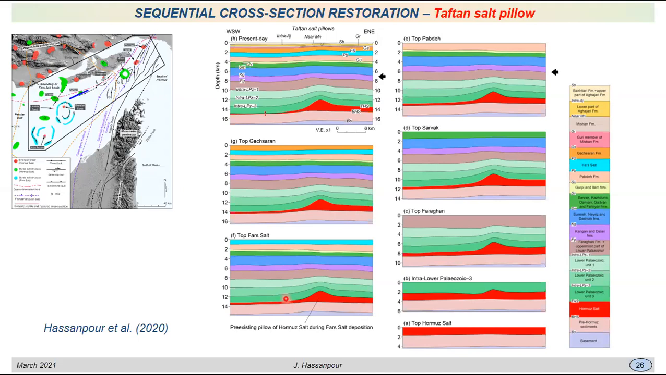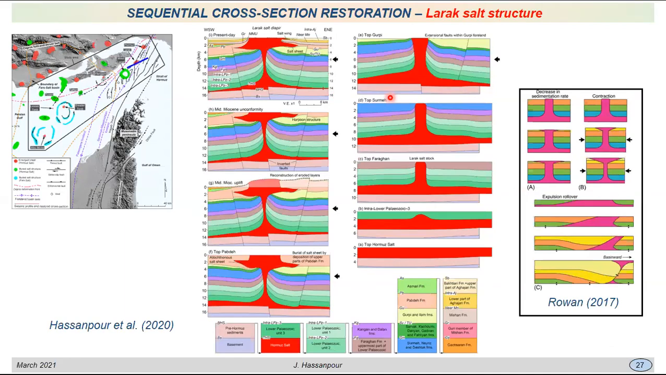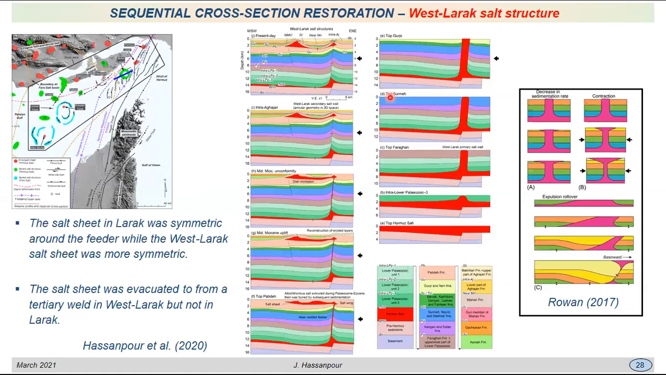And it's followed by the position of the Fars Salt and gentle inflation of the Fars Salt just above the salt pillow as the sediments were deposited above the Fars Salt and imposed load on it. And two other cross sections are across the salt structure outside the Fars Salt basins. One of them is across the Larak salt structure, and the other one is across the West Larak. This one is across the Larak, and this one is across the West Larak.